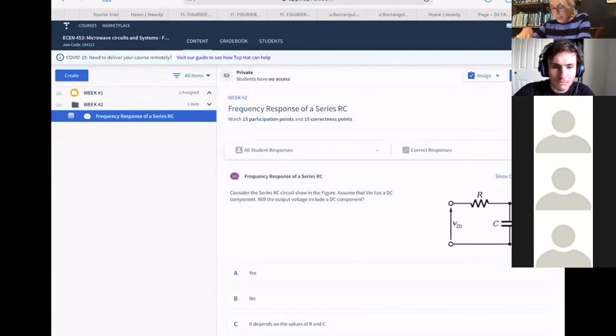This is a circuit you have seen. It's an RC. And it says, consider the series RC circuit shown. I left an N in the figure. Assume that V in has a DC component, V in. Will the output voltage include a DC component? Yes, no, or it depends. 5 minutes, okay? I will count the time for 5 minutes, and then you will be able to go.